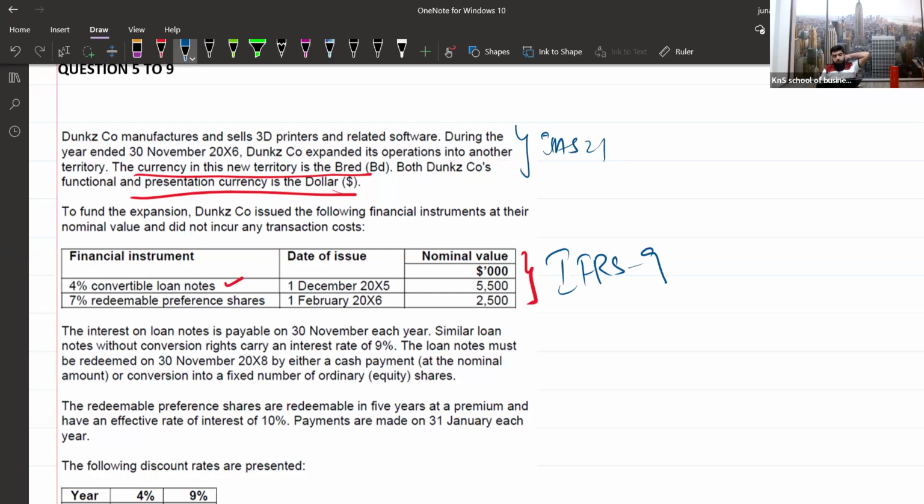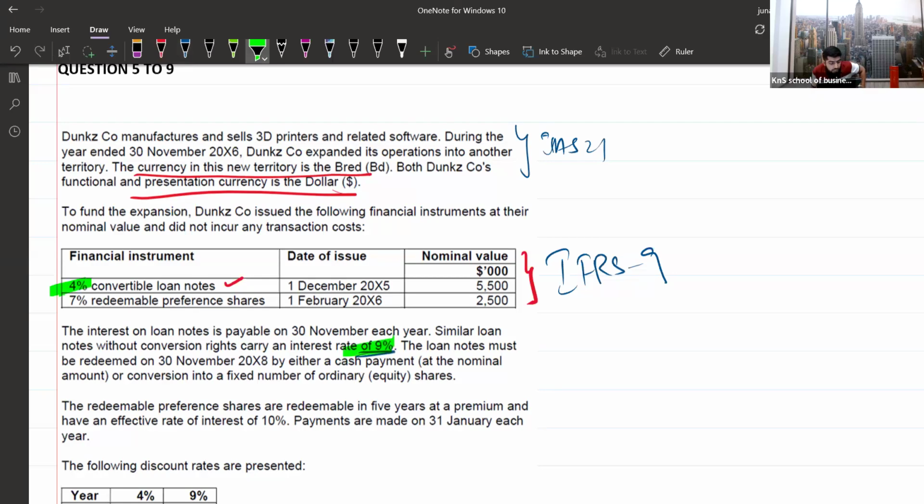Now, the convertible loan note is given over here. The date of issue is 1st of December, and the redeemable preference shares are also issued, on 1st of February 2006. The interest on loan notes is repayable on 30th November each year, which means that the interest repayment will be made on 30th November. Similar loan notes without the conversion right carry an interest rate of 9%, which means that is the effective rate. And if 4% is given, that is the coupon rate.